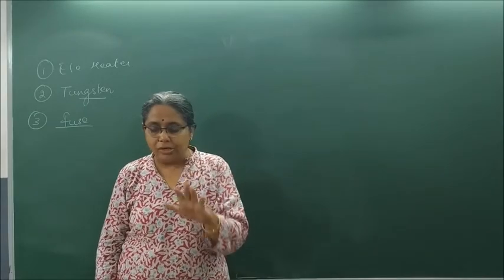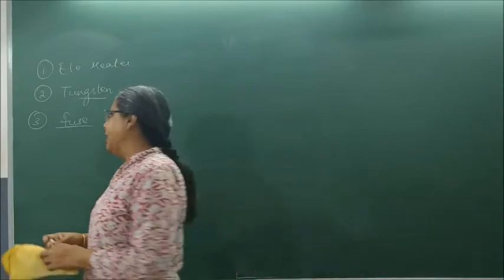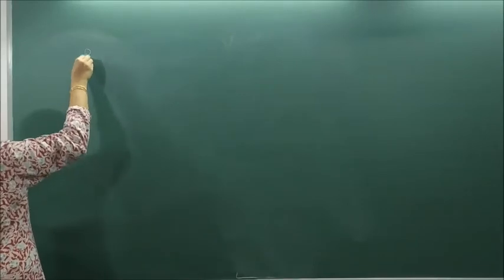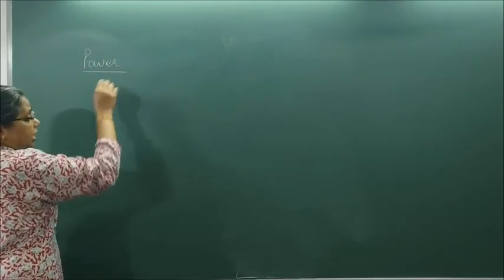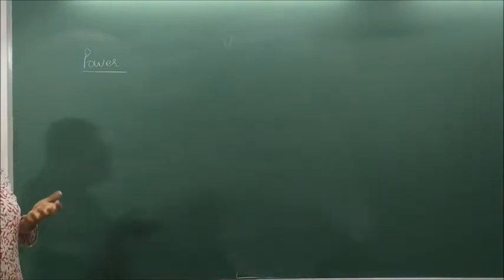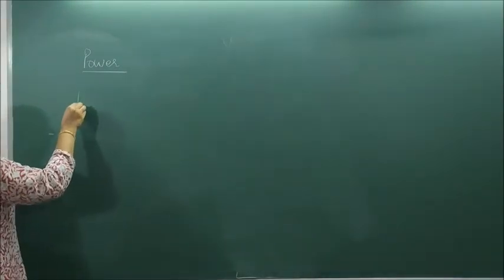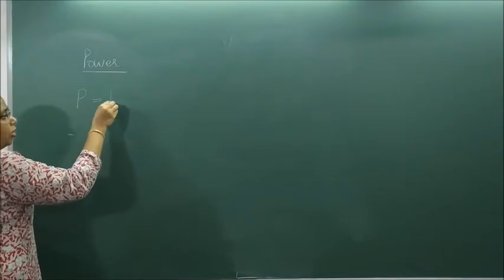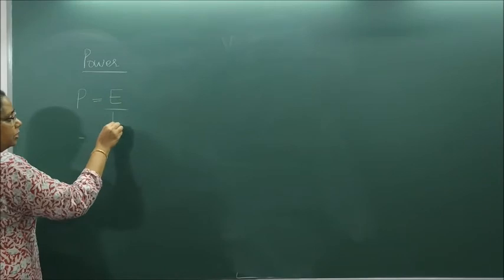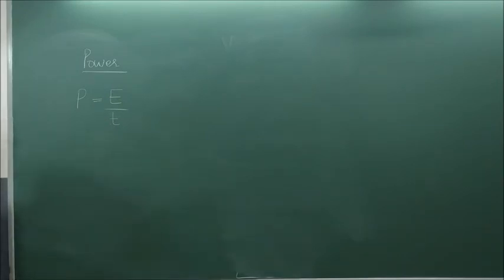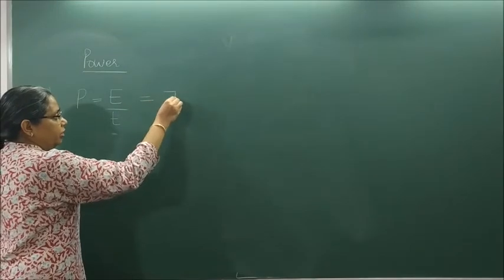Clear? Understood this? Now we will start with electric power. I am saying power, but please write power. So electric power. Last year we studied in 9th, what is power? Work done per unit time. So here we are not talking about work done, but we are talking about electrical energy consumed. So electrical energy consumed per unit time is called power. Energy is measured in joules.